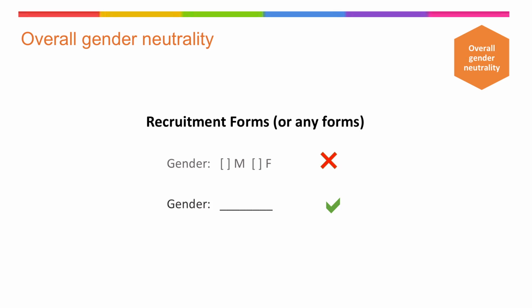It's important that these things get reflected into different operational aspects, not only at the policy level. For example, the recruitment policy or the recruitment form should allow people to declare their own gender.